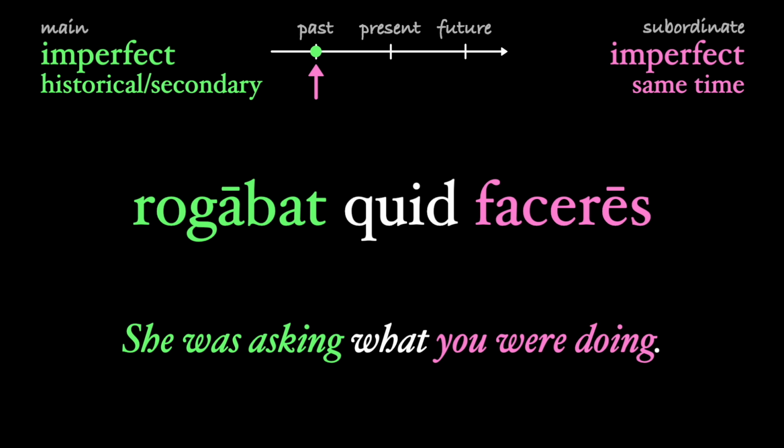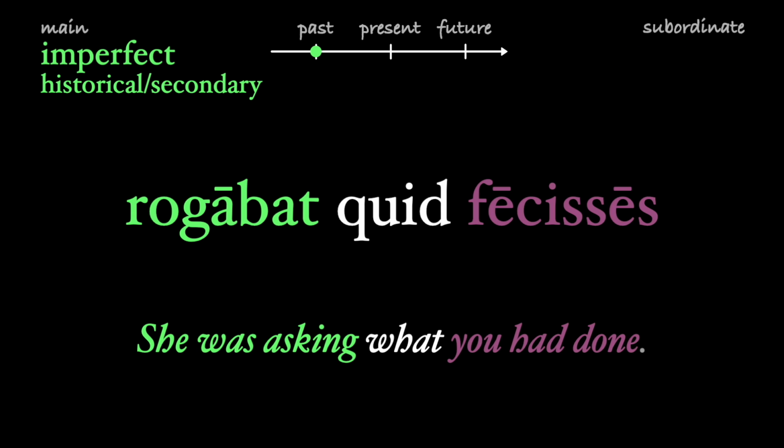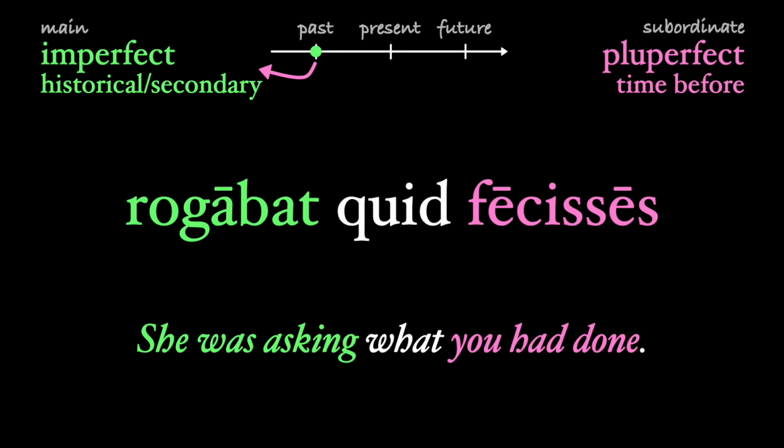The imperfect subjunctive faceres tells us that the asking is happening about a contemporaneous action, something going on at that time. But if we wanted her to ask about something that was already completed and done, we would have rogabat quid feceses. She was asking what you had done, and now the asking was about a completed action.